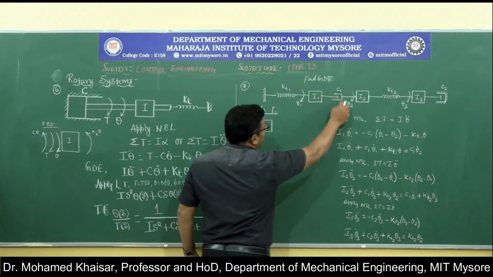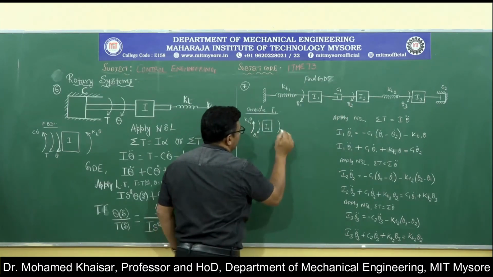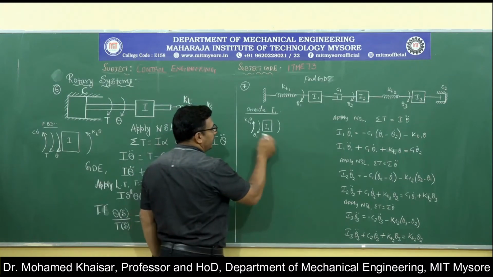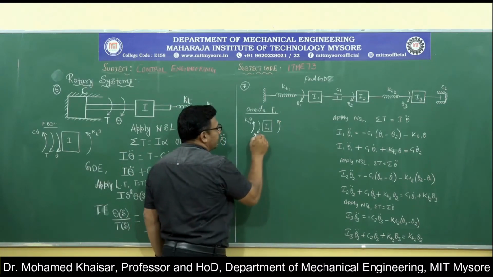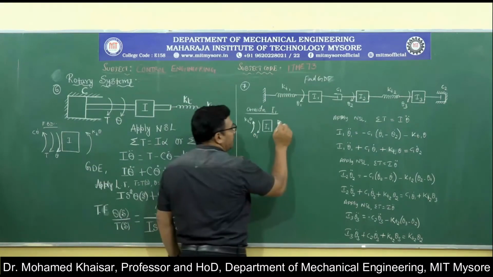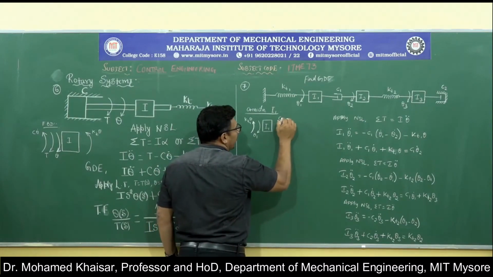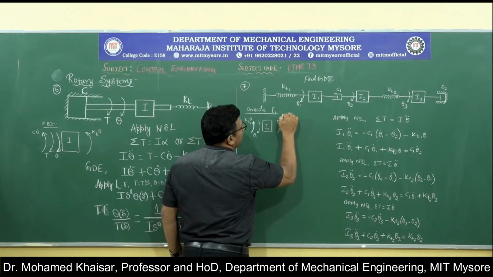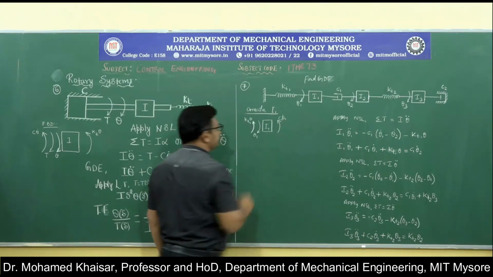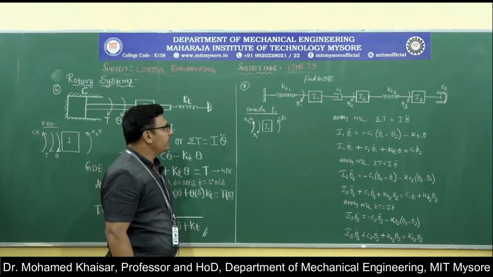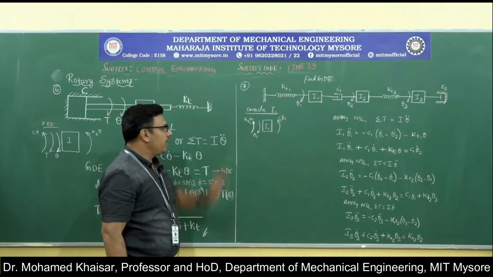Then on the right hand side there is a damper. In what direction is it acting? It is acting in a direction opposite to that of theta 1. What is the magnitude of the torque it is contributing to resist? It is C1 into theta 1 dot. This is the functional block diagram for I1.